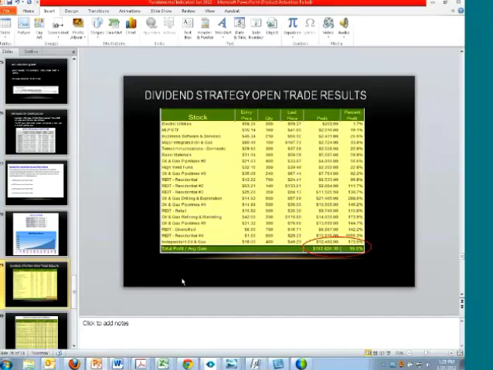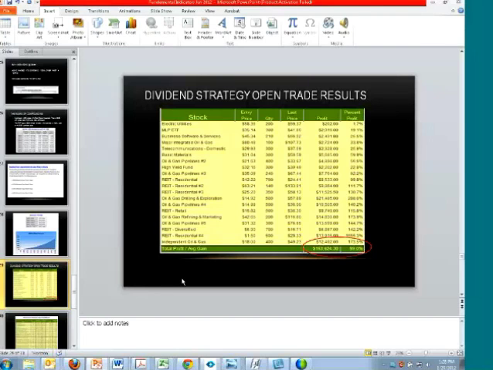And here's a snapshot of our dividend strategy portfolio as of yesterday, and we have $163,000 open trade profit and an average return of 99%. So that's a great return for such a lower risk strategy as the dividend strategy. Over the last couple of years, by reinvesting our dividends, we've been able to accumulate very good returns.